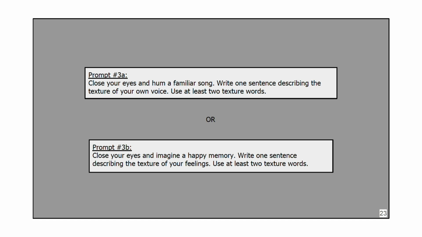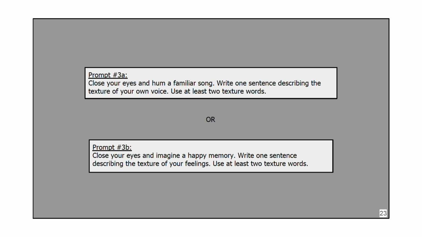Now let's practice writing texture descriptions for voices or experiences. Choose one of the following prompts. Prompt 3A. Close your eyes and hum a familiar song. Write one sentence describing the texture of your own voice. Use at least 2 texture words.